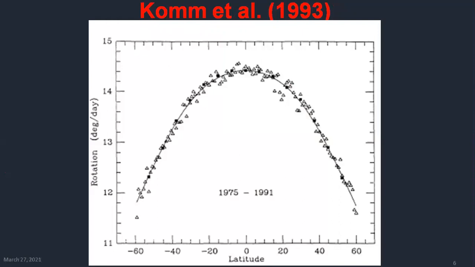This panel shows the differential rotation as a function of latitude. The x-axis shows the latitude from 60 degrees south to 60 degrees north. The y-axis shows the rotation rate in degrees per day. Here we can see the rotation rate at the equator is highest and it decreases on both sides towards the poles. So again, Combe et al. also establish the rotational profile of the sun as differential.